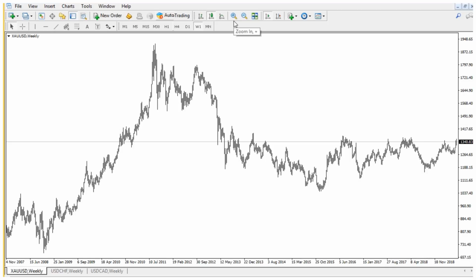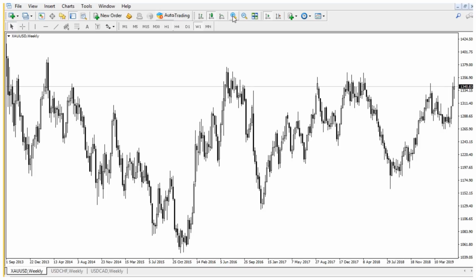Let us zoom the charts out and look at how we can make sense out of this market structure. Trying to connect the lows and the highs, the market gives us a triangle which could be an ascending triangle or a symmetrical triangle. A symmetrical triangle because the resistance of this structure is not perfectly horizontal.